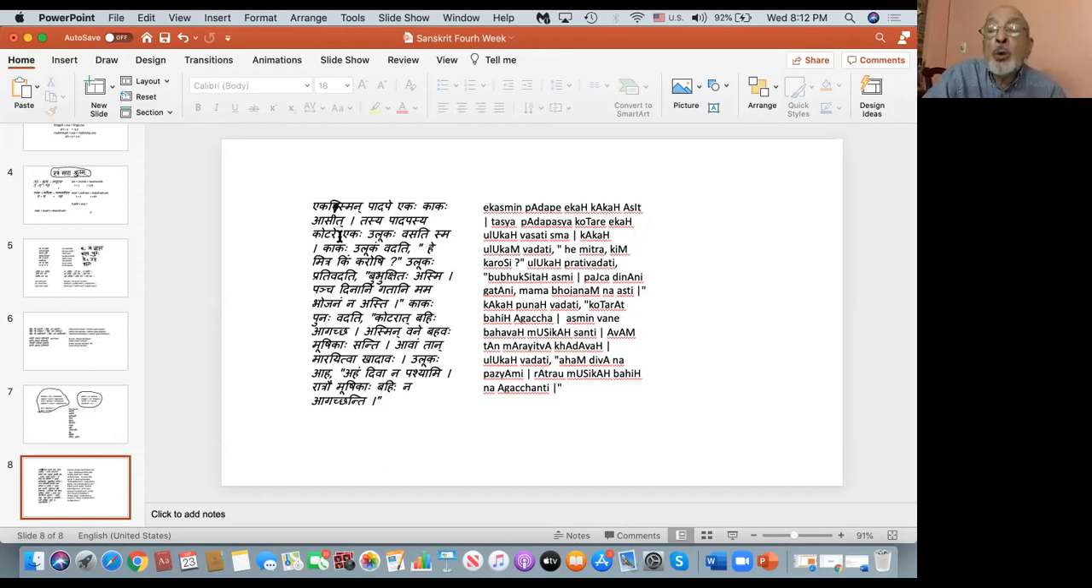Kotara, the visarga kotara, is a hollow, a cavity. Kotara is a cavity of a tree. Tasya padapasya kotare, in the cavity of that tree, ekaha uluka. Do you know uluka? Uluka is a new word, uluka is owl. Kaka is crow, uluka is owl.